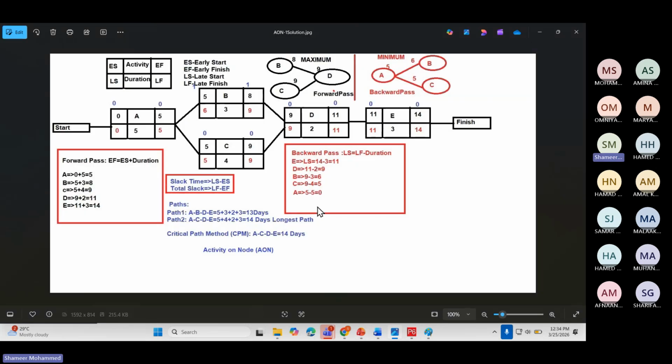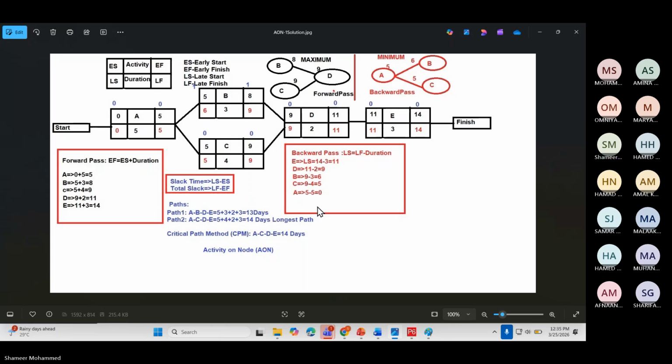So forward pass, what is a backward pass? What are the values? What are the paths? Slack time, float time, path, the critical path. Do you understand this one, students? How to evaluate this will be asked in the exam. You need to practice it thoroughly. Many times you have to practice. If you don't practice, you will make mistakes in solving the problem, and if you make mistakes, then you will lose the marks.